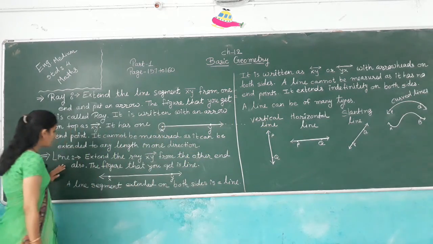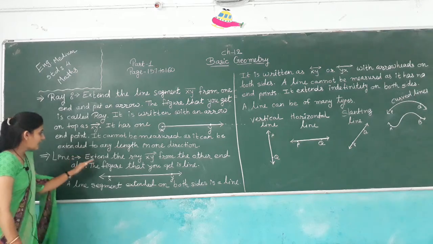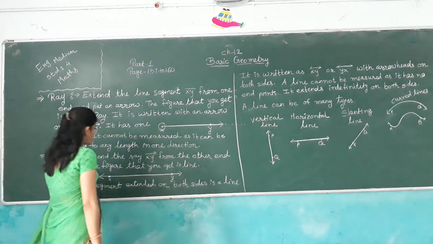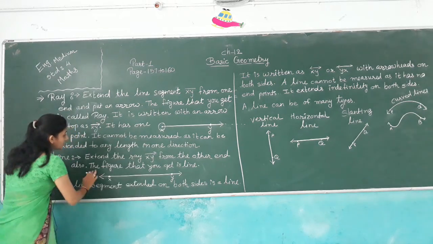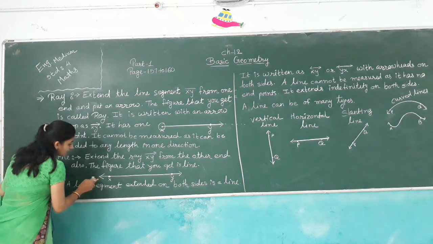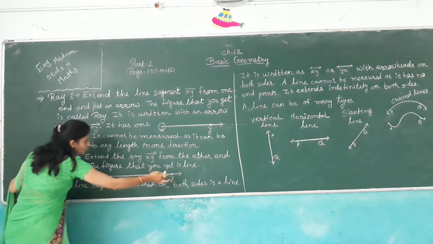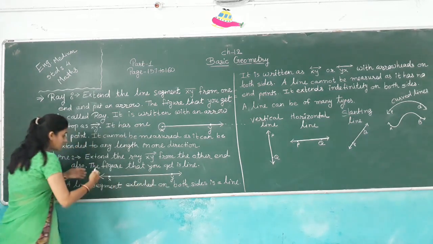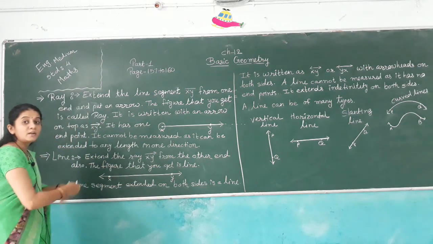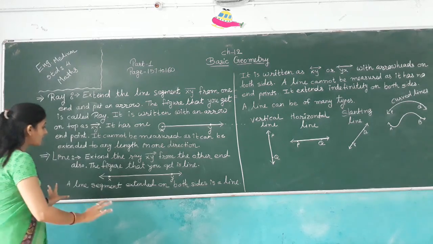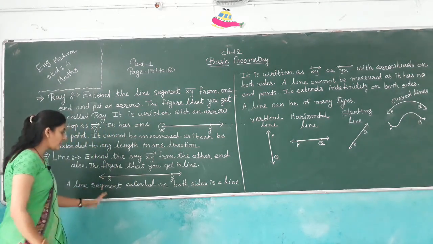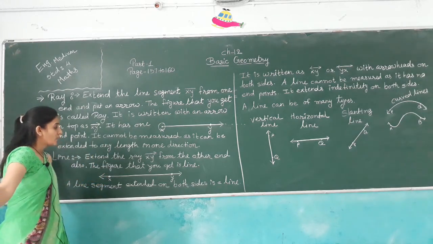Okay, now next one, line. What is a line? Extend the ray XY from the other end also. The figure that you get is a line. Here again an arrow, here also an arrow, X and Y. The line extends on both sides. A line segment extended on both sides is a line.